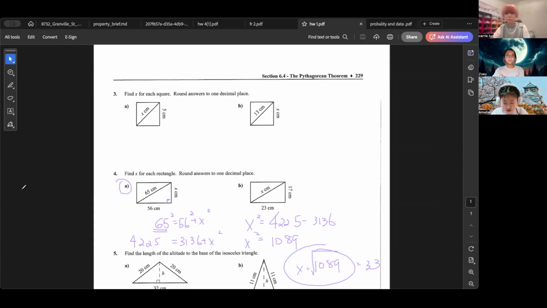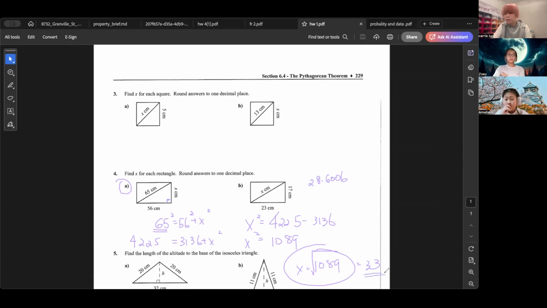Carrie, what's the square root of 818? Okay, I'm going to do it for you. So 818, right? 818 equals 28.6006.